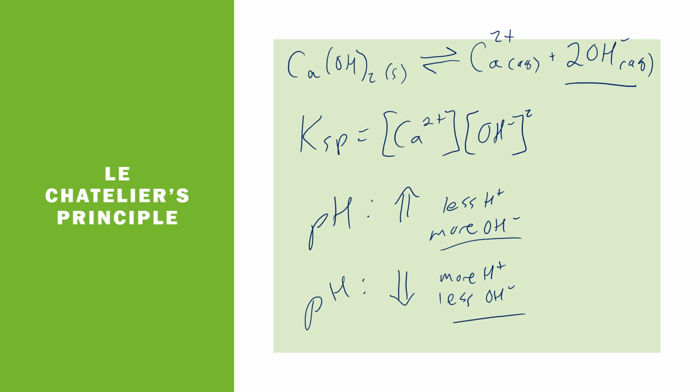So if I were to increase the amount of hydroxide ions at a higher pH, it's going to shift it to create more of the solid precipitate. And that's effectively the common ion effect. Now, if you were to have a lower pH, more acidic solution, then there would be less hydroxide ions in the solution, and that's going to shift the equilibrium so that more of the precipitate dissolves.